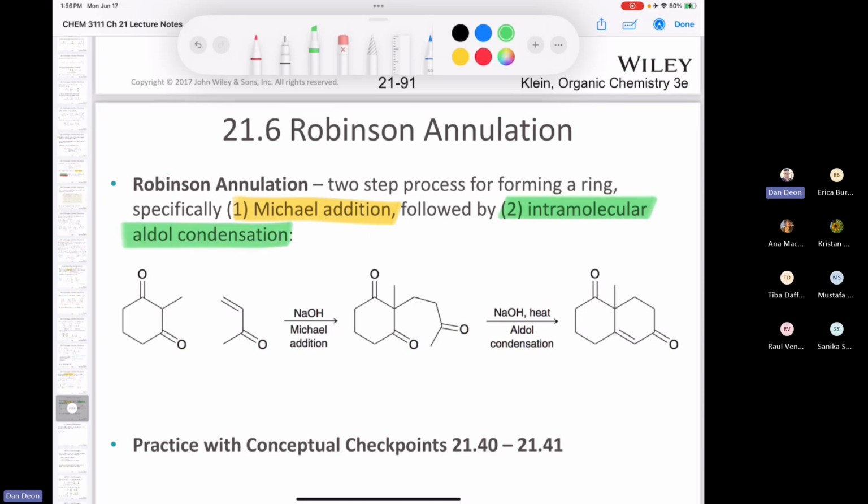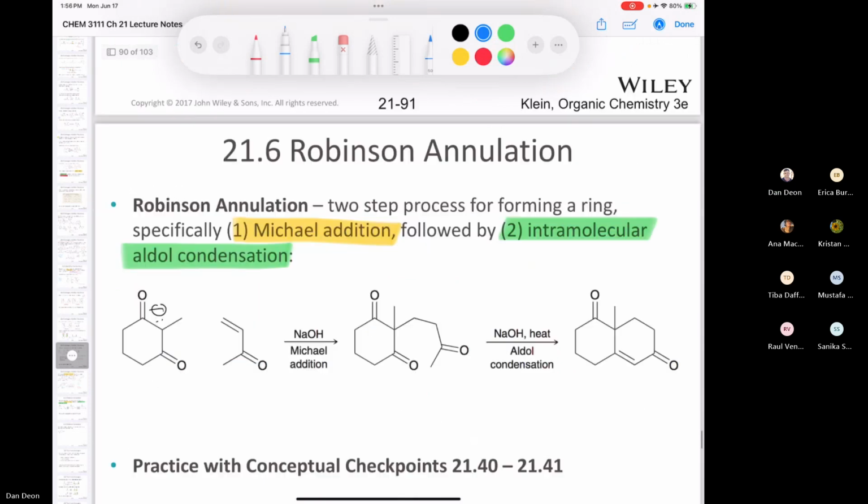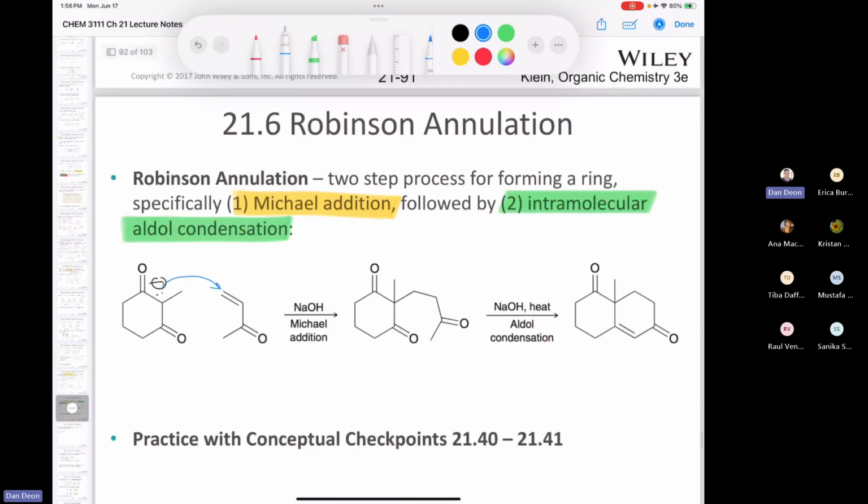So all you do in a Robinson annulation is you make the enolate, the doubly stabilized enolate, like this. It acts as a nucleophile, so you have nucleophilic attack like this. You form the enolate that gets protonated to give you the enol. It tautomerizes to give you the ketone. Then you make this enolate, and then this enolate is going to attack over here like this, and then you do the E1CB reaction, and you end up with your alpha beta unsaturated ketone like that. So that's the Robinson annulation reaction like this.